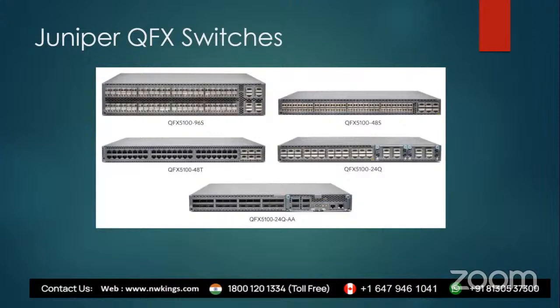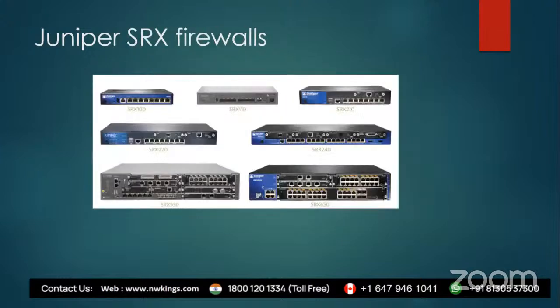These are the QFX switches. So you have two types of switches in Juniper: the EX series and the QFX series. These switches are used in data centers, and they can support huge throughput. They have 100G interfaces and are installed in data centers to process packets at 100 Gbps speed. These are the SRX firewalls, the security devices. You can see them here on the slide.